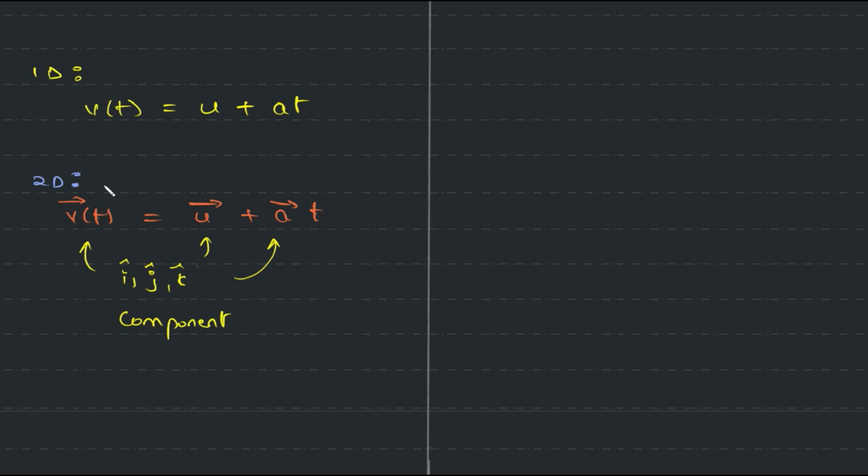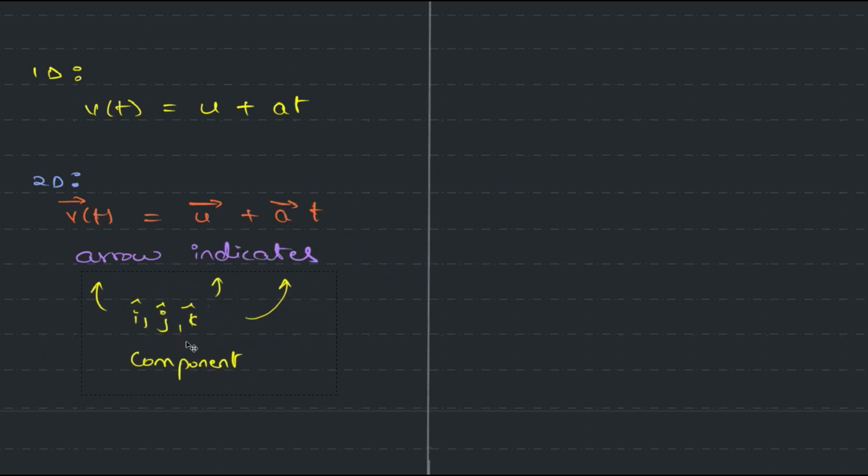So basically the arrow indicates this, the i, j, k components. Okay, it's not exactly an ideal representation, but you guys got the fundamental idea. So this is to do with your vector.